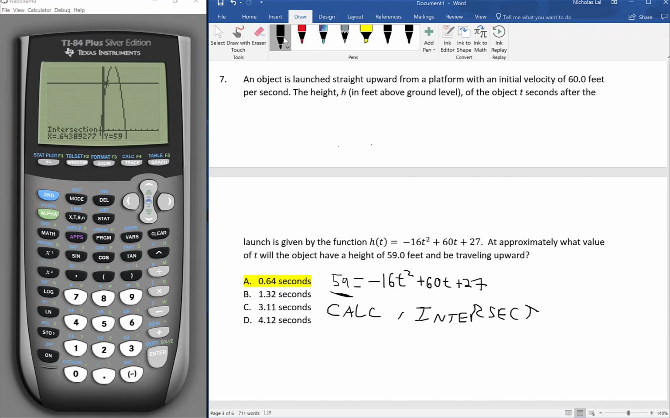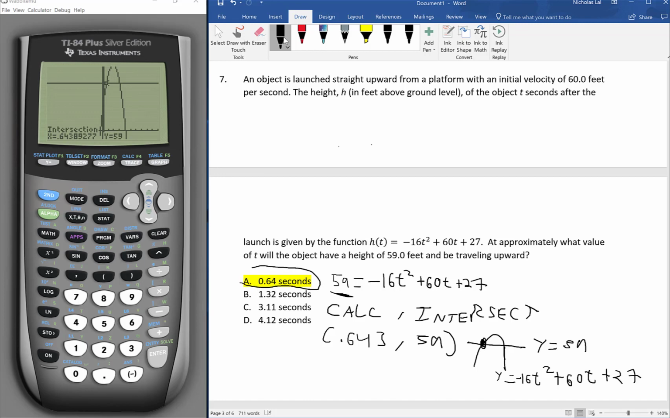And then you have 0.643, 59, and that's for the first intersection of y equals 59 and y equals negative 16t squared plus 60t plus 27. So that's going to be A, 0.64.